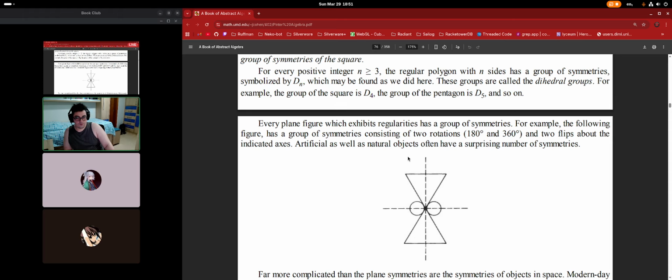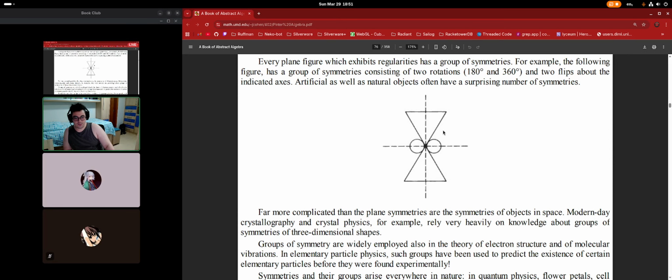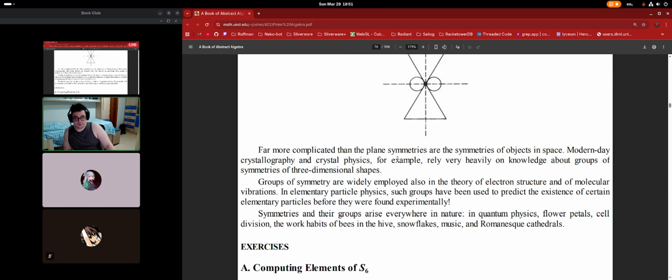And two flips about the indicated axis. Artificial or horizontal objects often have a surprising number of symmetries. This is also the case with the letters, so there's an exercise about different letters that we're going to be rotating. I think the Z is kind of similar to this case, only 180 and 360. Far more complicated than the plane symmetries are the symmetries of objects in space. Modern day, okay, this is wild actually. Modern day crystallography and crystal physics, for example, rely very heavily on knowledge about groups of symmetries of three-dimensional shapes.